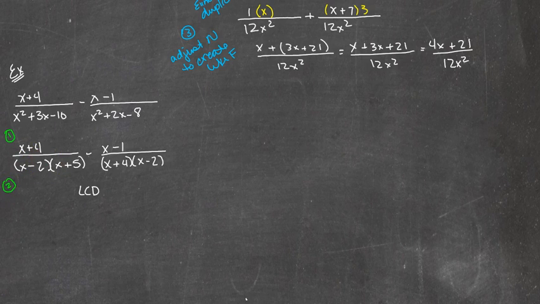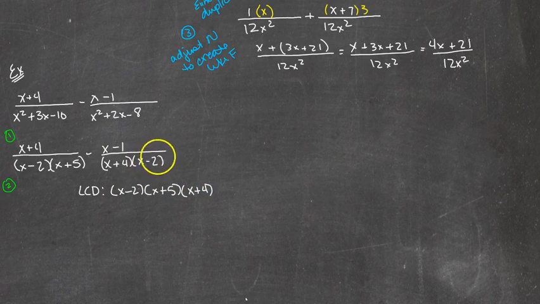Factor the numerators. Now I'm going to put together my lowest common denominator. Start with all the factors of the first fraction, x minus 2 and x plus 5, and then remove duplicates to create the second denominator. So x plus 4 is in the second denominator, and I don't have an x plus 4, so I'm going to go ahead and do that.